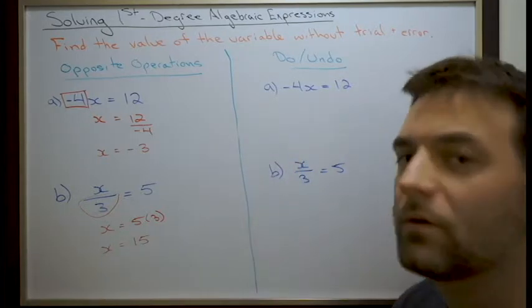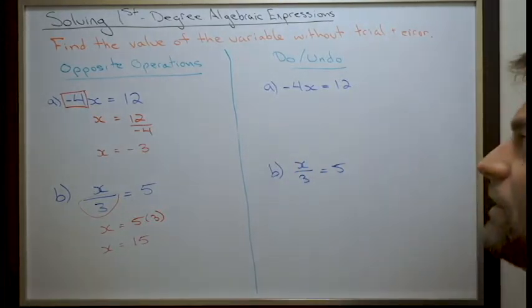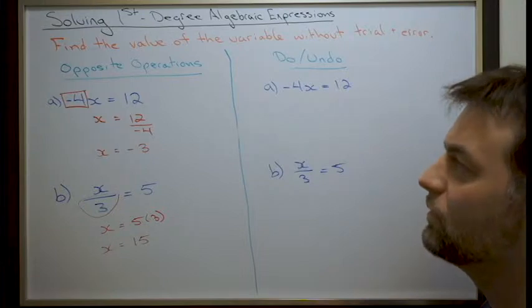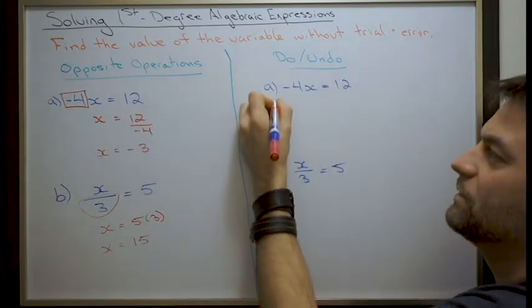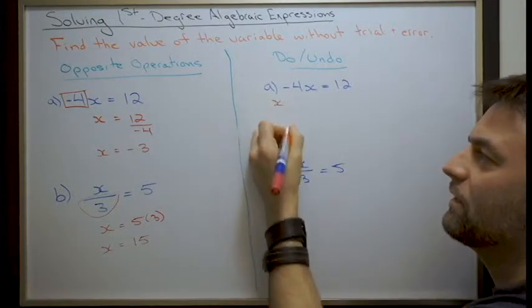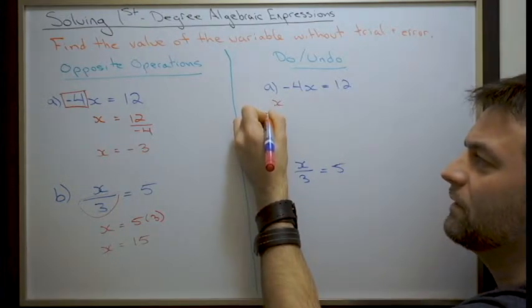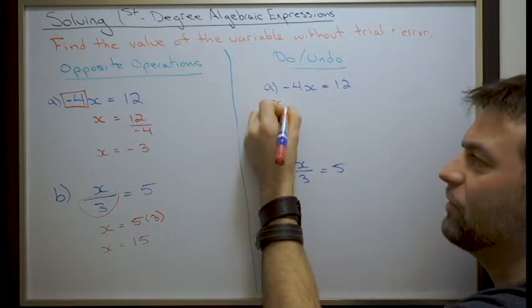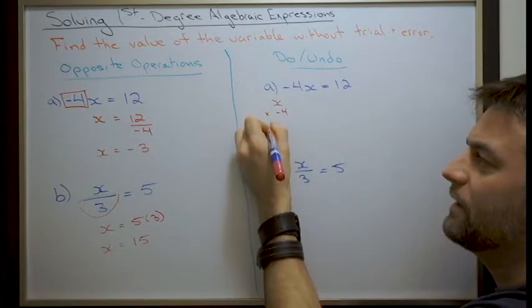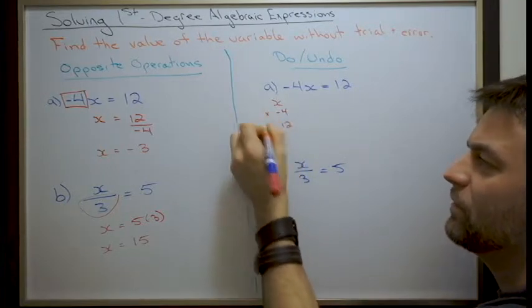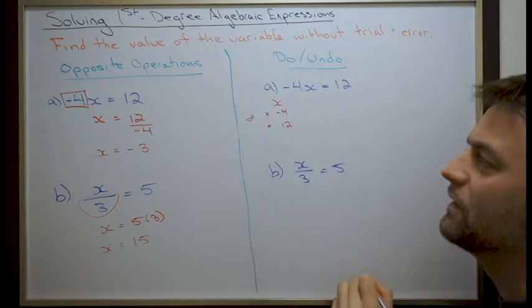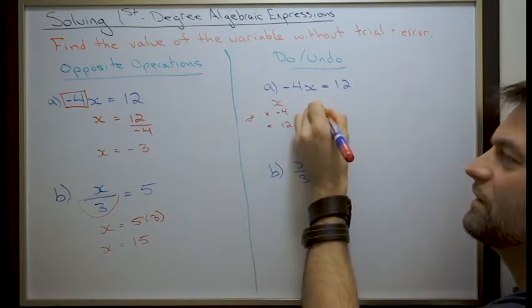Now, with the do-undo method, we again would start with our x. We are multiplying by -4, and then we are getting 12. There's our do.